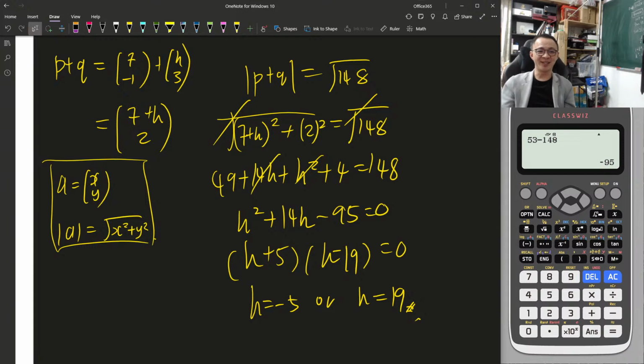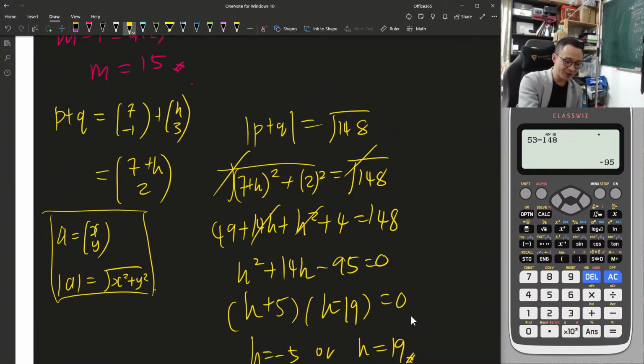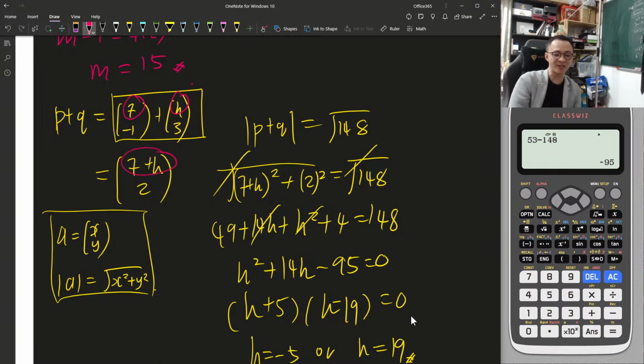So why is p equal to 7 plus h? The p is not 7 plus h. This one is for the p plus q. 7 plus h is because I need to add the top one and the top one. 7 plus h, I cannot add, right? So I just put the 7 plus h here. And then -1 plus 3, so I get 2 here. This is the vector for p plus q. This is not the vector for p, but it is the vector for p plus q. I hope I answered your question, Wenqi.